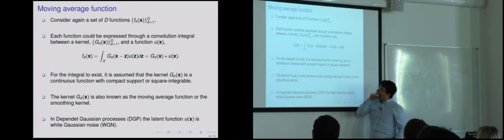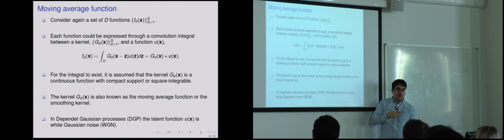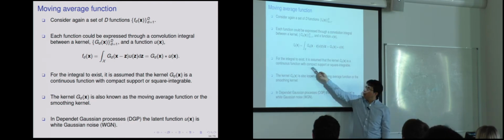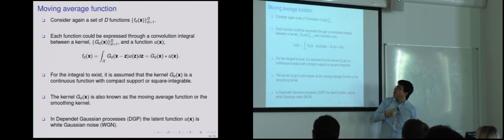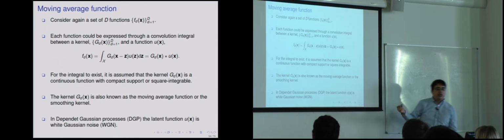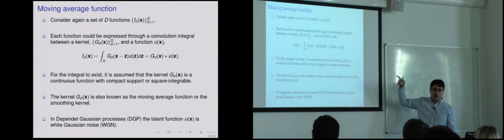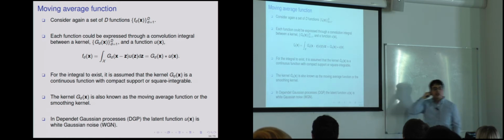So for this integral to exist, this smoothing kernel has to be a continuous function, and it needs to have compact support and be square integrable. What does it mean, square integrable? That if I do the integral in the whole space of this function squared, then it has to be finite. That's what it means.